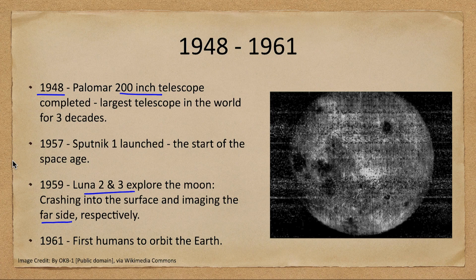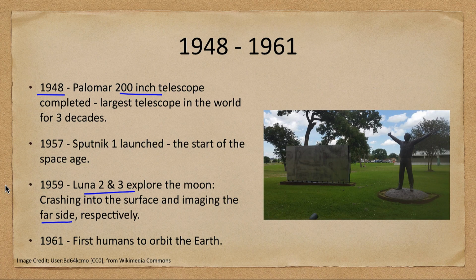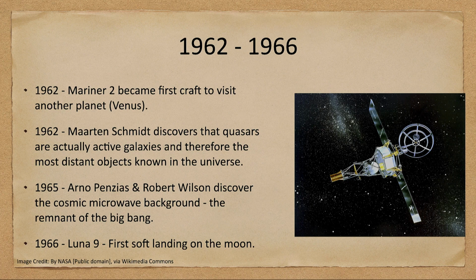In 1961, we had the first humans to orbit the Earth. Here is the memorial for that. And we're beginning, again, the details of the space age and detailed exploration of planets from beyond just Earth. So in 1962, we had the first craft to visit another planet. Think about that. Just a few years after the first satellite was put into orbit, we already sent the first craft to another planet when Mariner 2 flew by Venus.